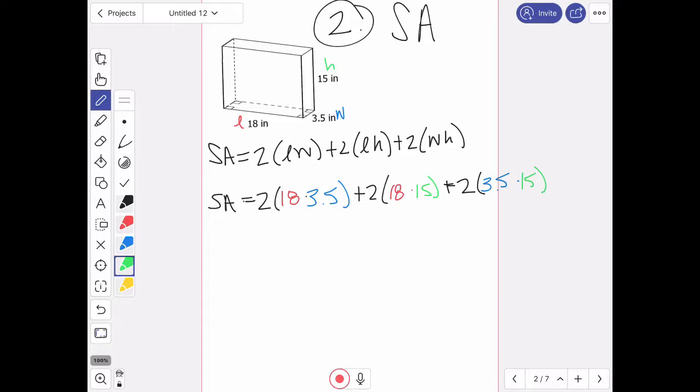And plugging that all into my calculator, I end up with 126 plus 540 plus 105 to get 771, and then we're in inches, and since we're still dealing with surface area, we're in square units.